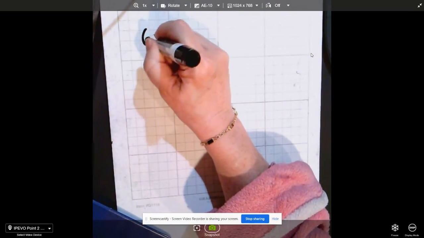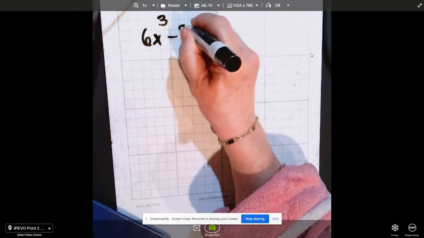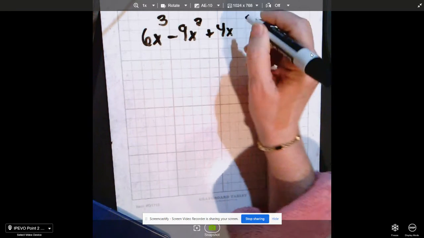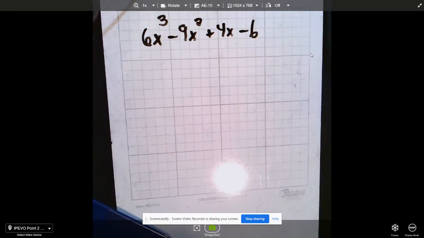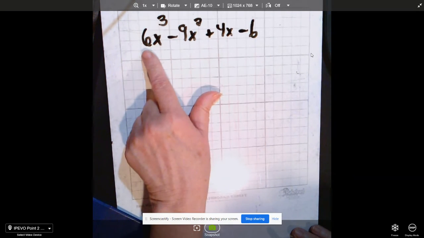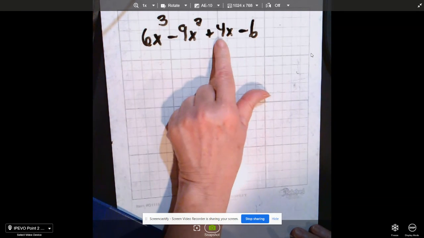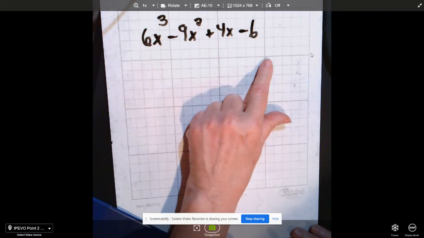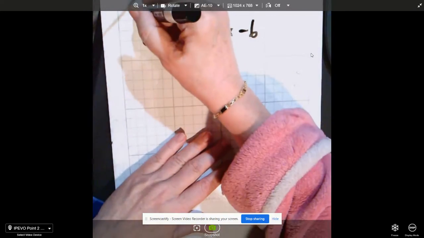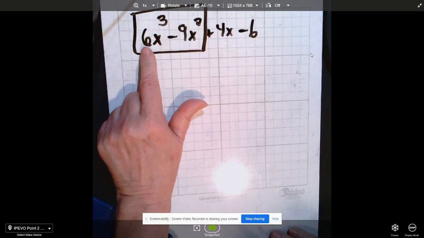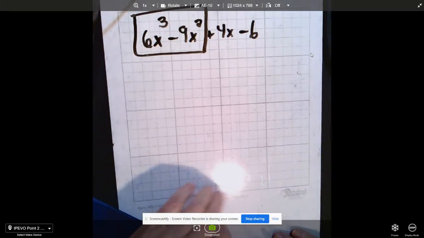All right, the next example they give you is 6x to the third minus 9x squared plus 4x minus 6. Again, I'm going to look to see if I can take out a greatest common factor. Well, I could take a 3 out of those, but I can't take a 3 there. And this guy doesn't have an x, so I can't take out an x. So if there's no greatest common factor, I'm going to start by taking a look at those two. What can I take out between a 6 and a 9? I can take out a 3.